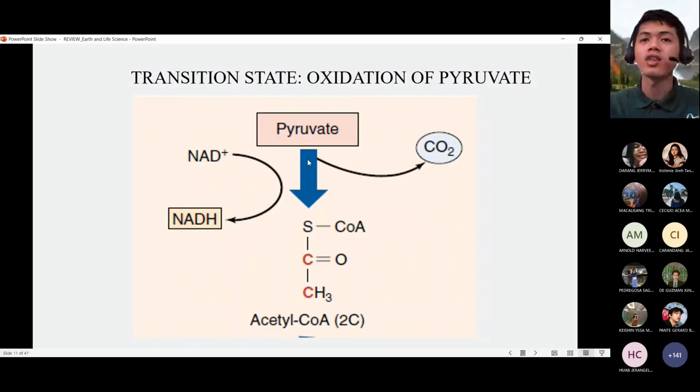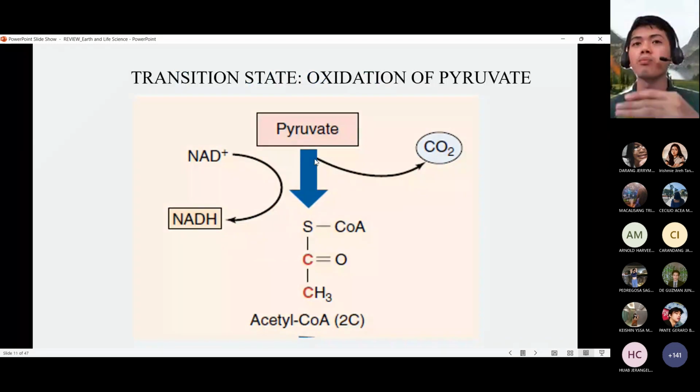We can split one molecule of acetyl coenzyme A, which is a two carbon molecule. Why is it a two carbon molecule? Because there is a decarboxylation, or the release of carbon dioxide in this process. That's why there are only two carbons left. Right, pyruvate has three? So only two are left because one was released. That's the byproduct of pyruvate oxidation.